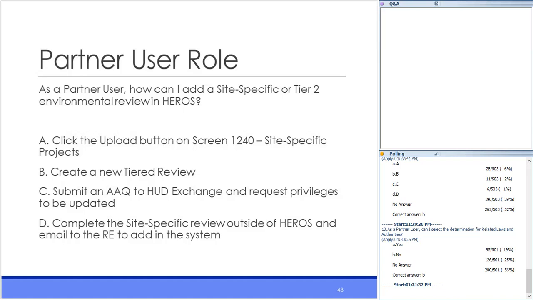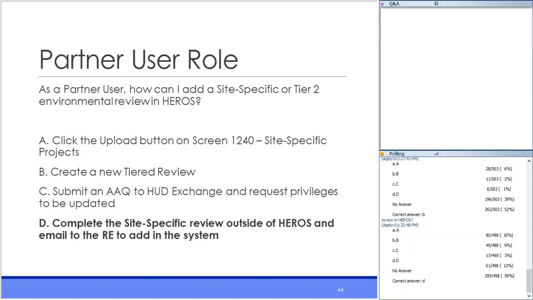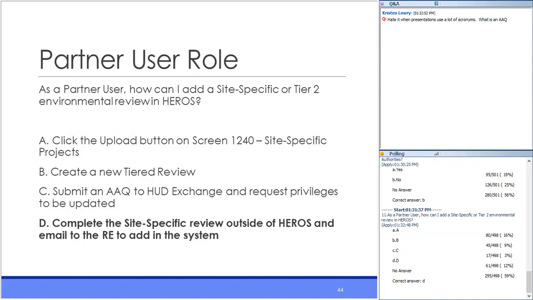Okay, we've got mixed responses on this one too. Okay, so the answer here is D, complete the site-specific review outside of HEROS. So partner users cannot upload site-specific reviews to a tiered review. Partners can provide a Word document with the site-specific information as well as the supporting documentation, but a Tier 2 must be reviewed by the RE. So they need to look at it first, so then the RE will review it and upload the review into the broad level review in HEROS.